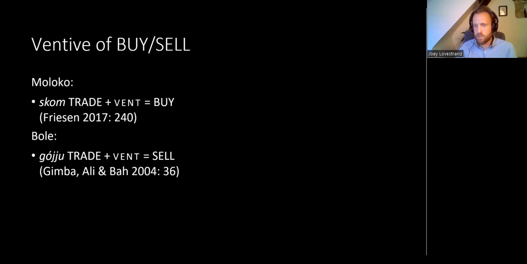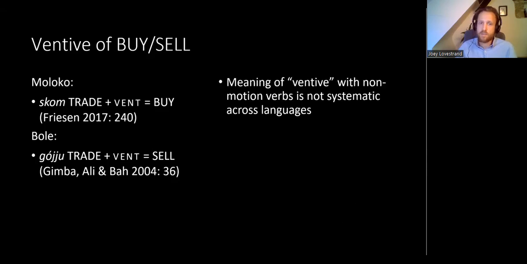And so what this shows us is that the meaning of ventive in this context, at least in general, I think with motion verbs, is not very systematic across languages. And so it's not possible in this kind of a case to sketch out a basic meaning of ventive across Chadic languages, or many times even within one language.